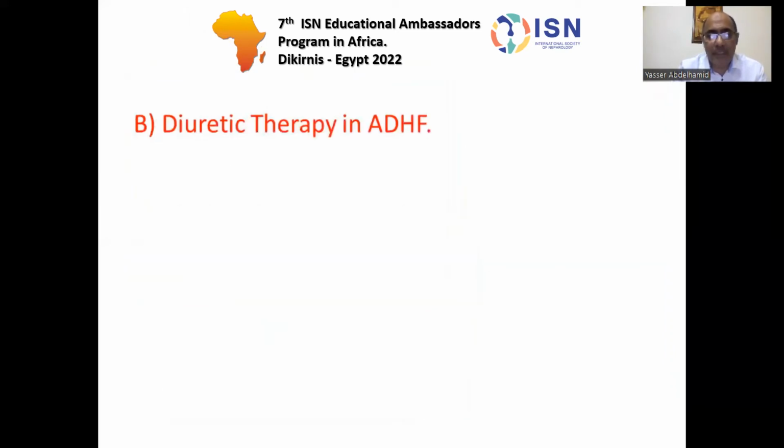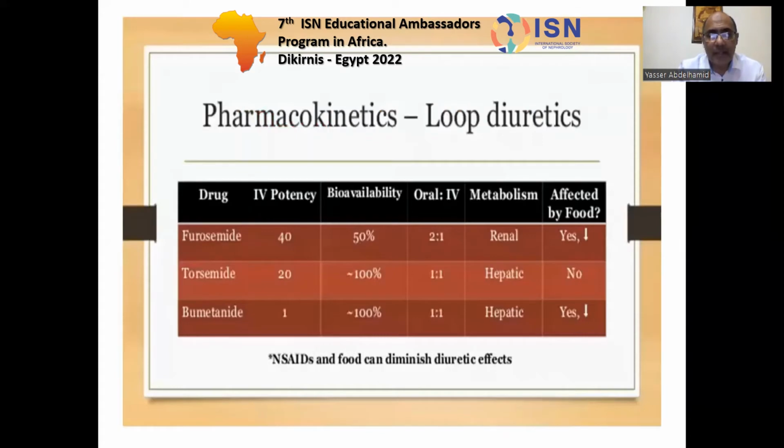Coming to the second point, the diuretic therapy in acute decompensated heart failure. We usually use loop diuretics, and please remember that furosemide is 2 to 1 oral to IV, as it has 50% bioavailability, while torsemide and bumetanide have the same oral and IV doses as they are 100% available. Furosemide is affected by food, the same as bumetanide, while torsemide is not affected by food intake.